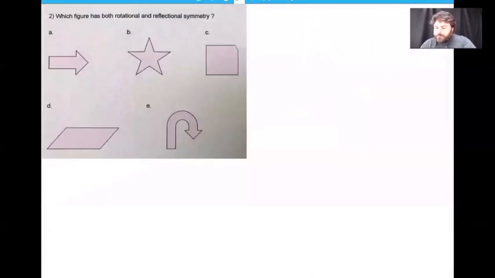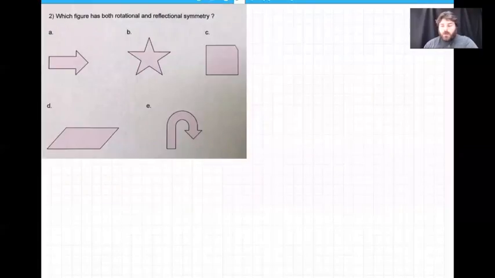Okay. Question number 2, which figure has both rotational and reflectional symmetry? All right, so A has reflectional. You can see when I fold that in half, it works. But if I rotate it, I have to rotate it all the way around before it gets back. So that doesn't count as rotational symmetry.